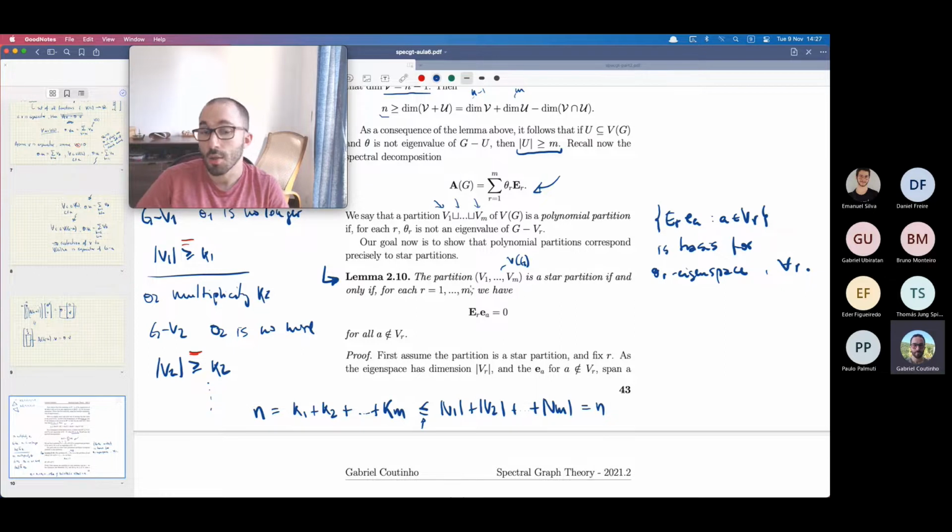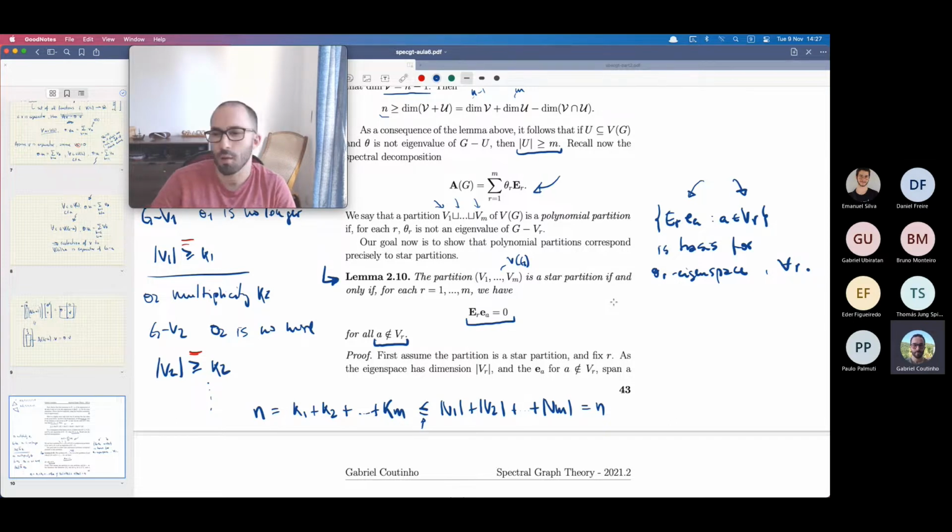something is a star partition if and only if, for each one of the indices, the guys outside of the right subset are orthogonal to the eigenspace. So this is saying that the guys within the right subset, when applied to the projection onto the eigenspace, generate a basis for the eigenspace. So this lemma 2.10 says that it is equivalent to say that if you pick the guys outside of it, they are orthogonal to the eigenspace.